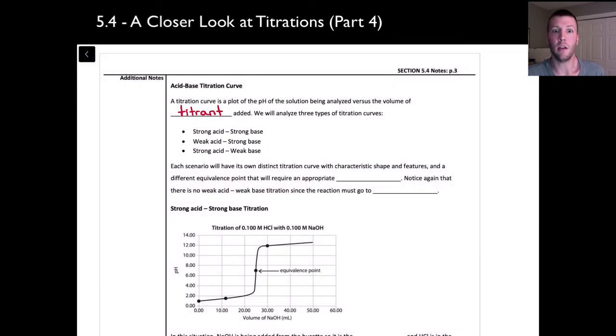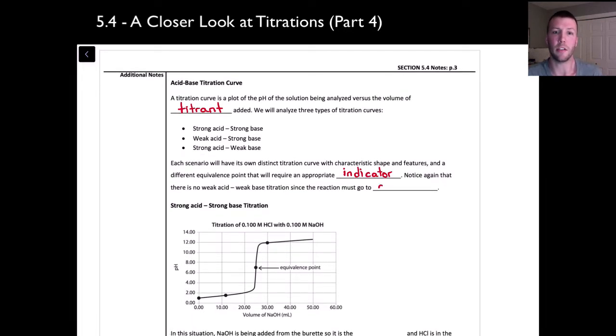Each scenario will have its own distinct titration curve with its characteristic shape and features, and a different equivalence point that's going to require us to use an appropriate indicator whose pKa is matching the equivalence point, or at least should be close to the equivalence point. Notice that there's no weak acid, weak base titration since the reaction must go to completion. One of the acids or bases must be strong to drive the reaction to completion.